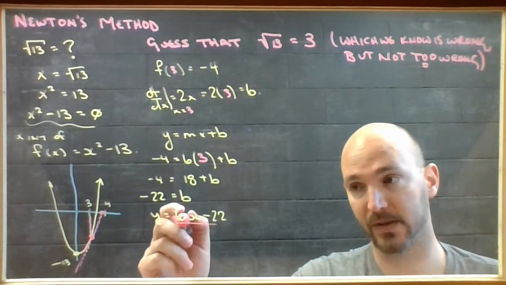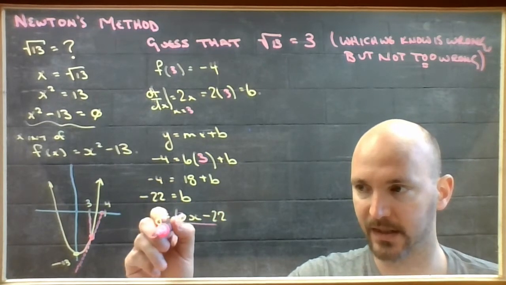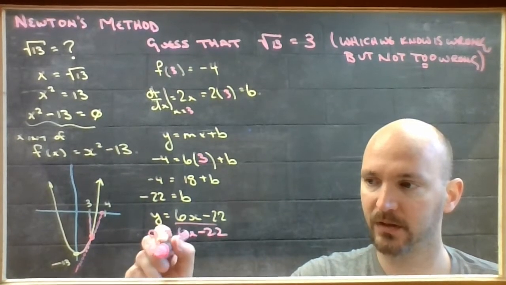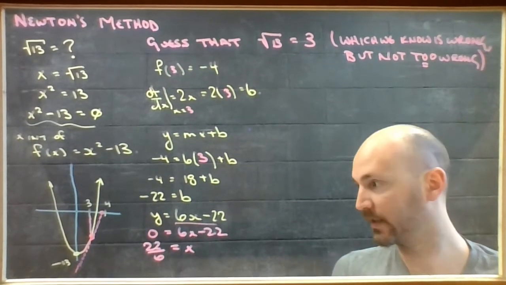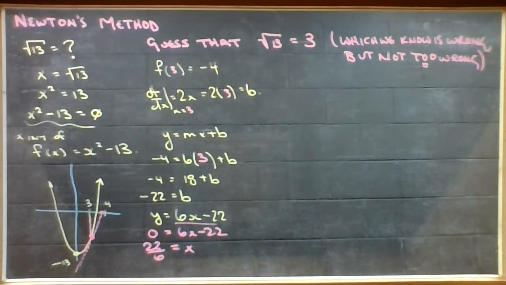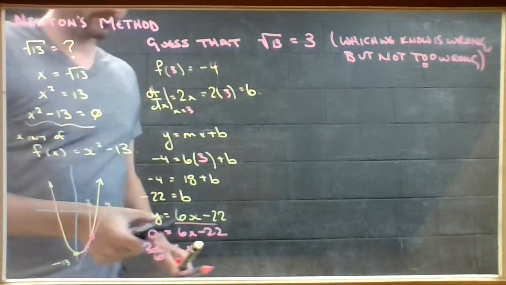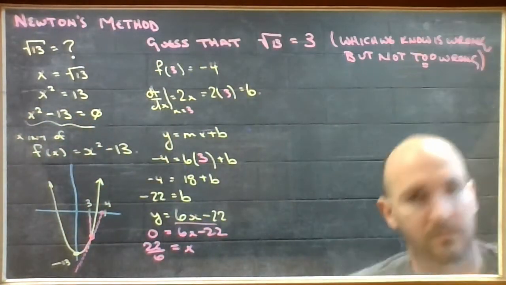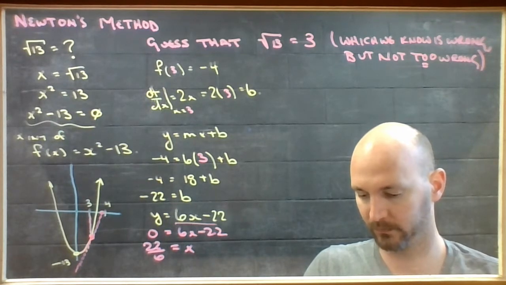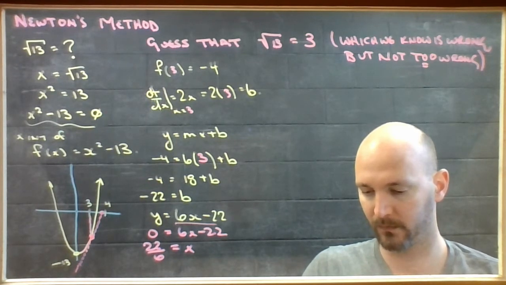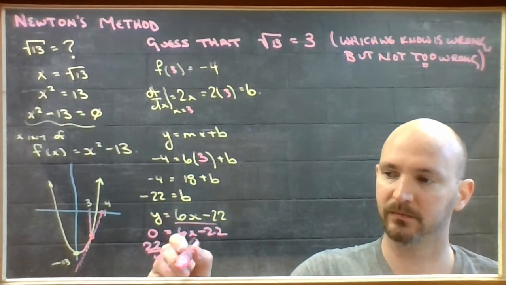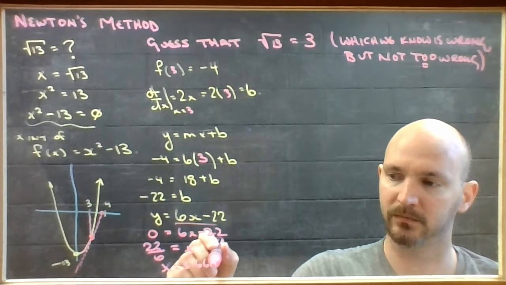So I'm going to do that. Get the x-intercept of that. So I'd have to set this to 0. Be 6x minus 22. Kick that over. Divide by 6. 22 divided by 6 is 3.66666, etc.